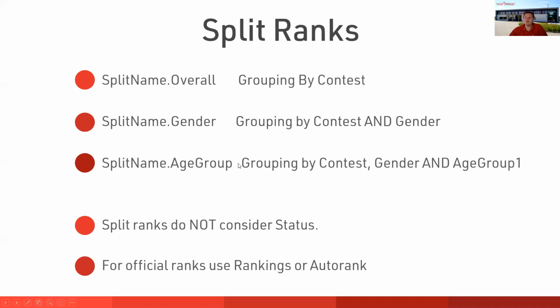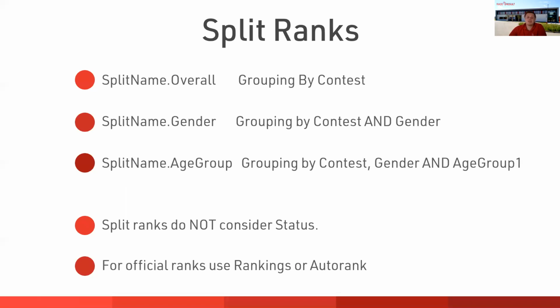At the moment, it's not possible to call age group 2 or 3, and it's also not possible to reference any other fields or any other groupings. So we only have those 3 main and default rankings available. But you can also combine those rankings. So you could also call split name.sector.age group, and then you would receive the age group rank of that sector of the split that you've given.